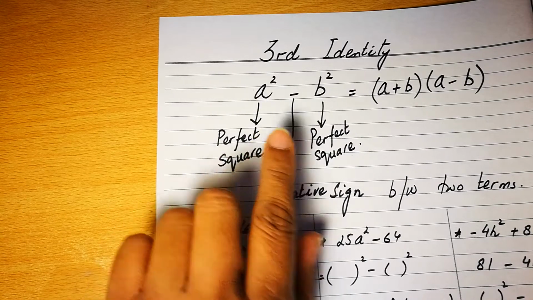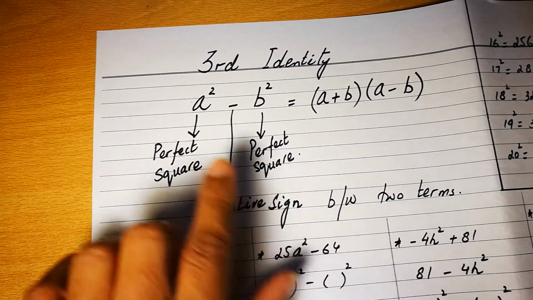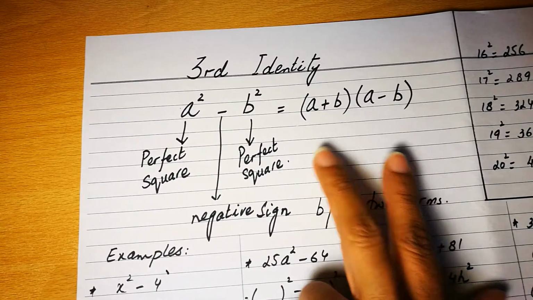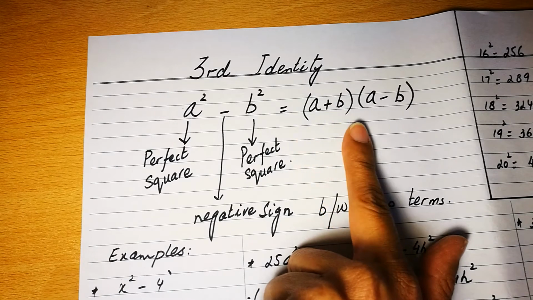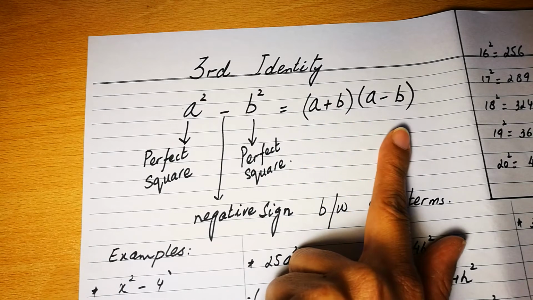the terms. And when you use the identity, there will be two brackets, and you're going to have a plus b, a minus b. First value plus second value, first value negative second value.